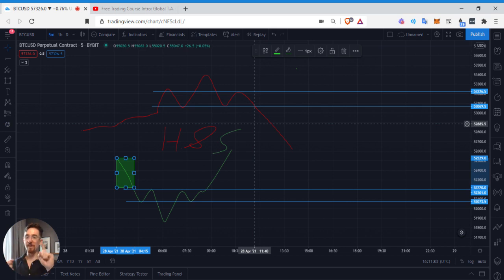Again, we have symmetrical triangles, descending triangles, ascending triangles, bull flags, bear flags, rising wedges, descending wedges, rising channels, descending channels, inverse head and shoulders, double tops, double bottoms. Remember the W patterns, the M patterns, and then just head and shoulders. So those are the main ones, if you will. Again, just start with triangles. Honestly, you can literally just trade triangles if you're interested in that.